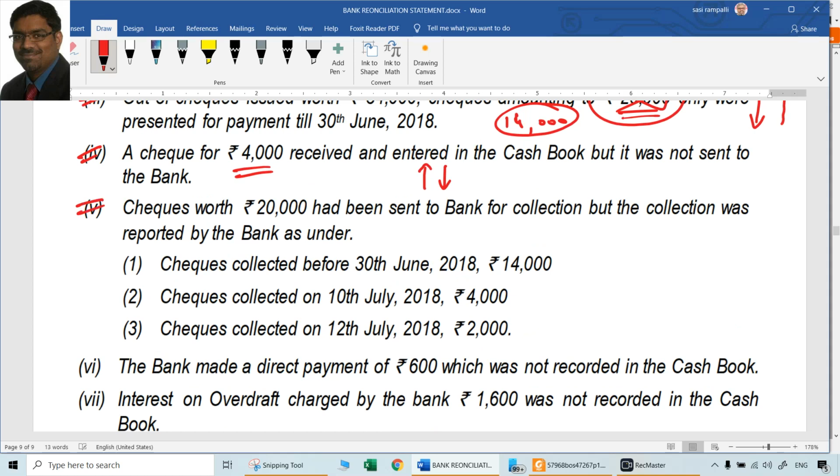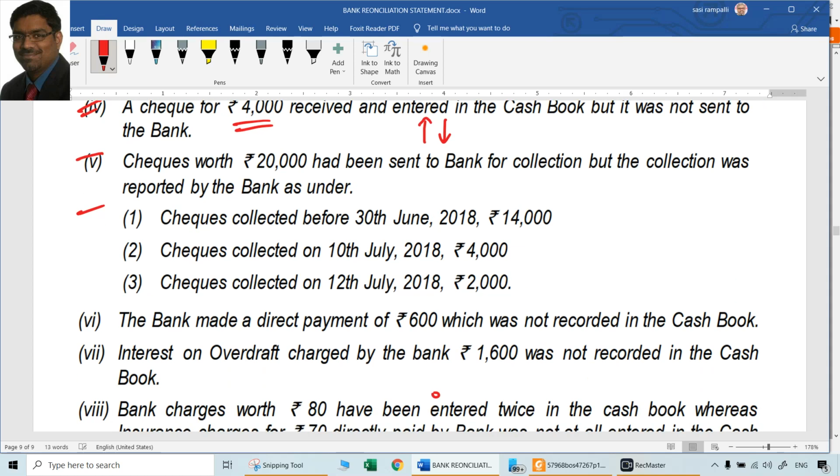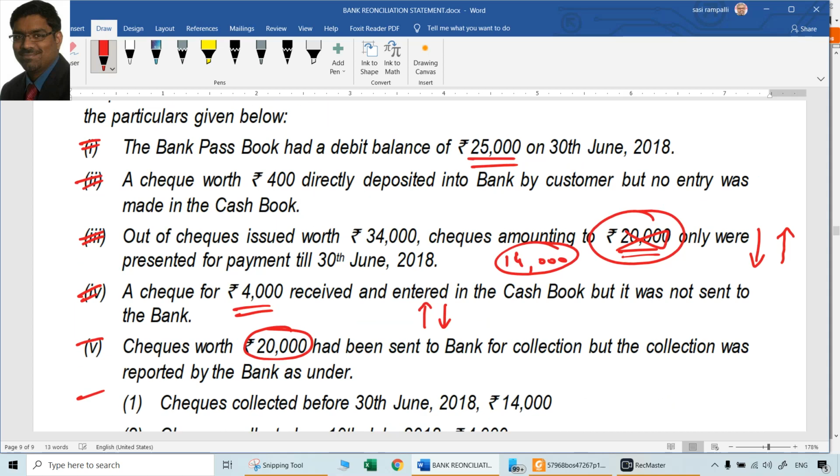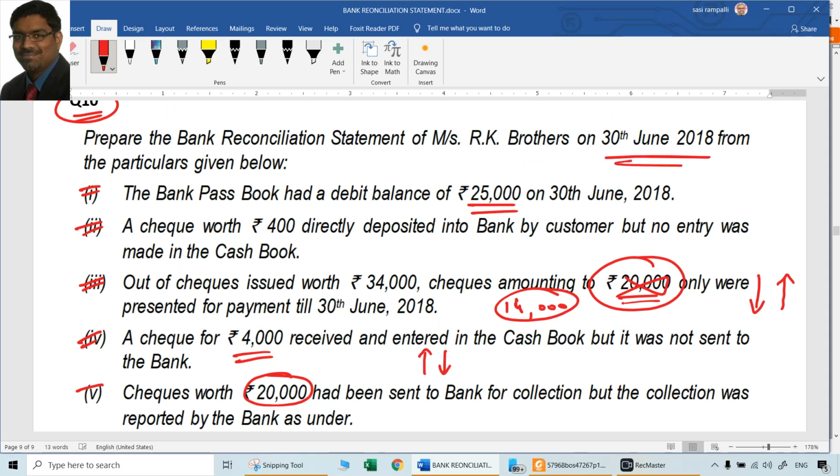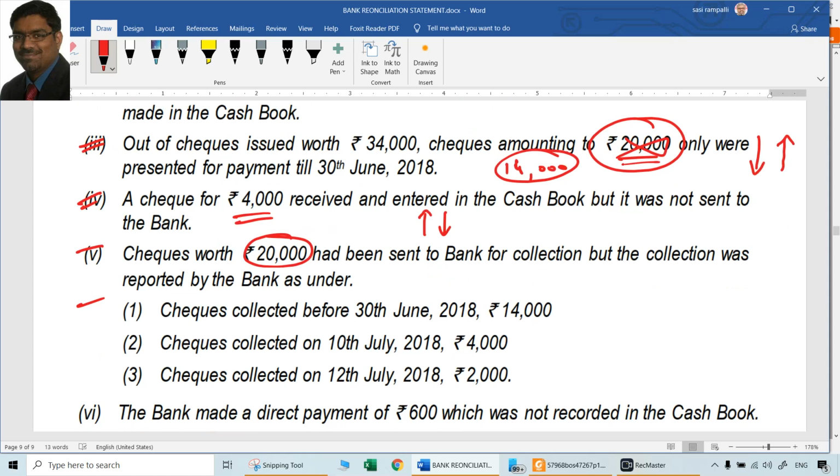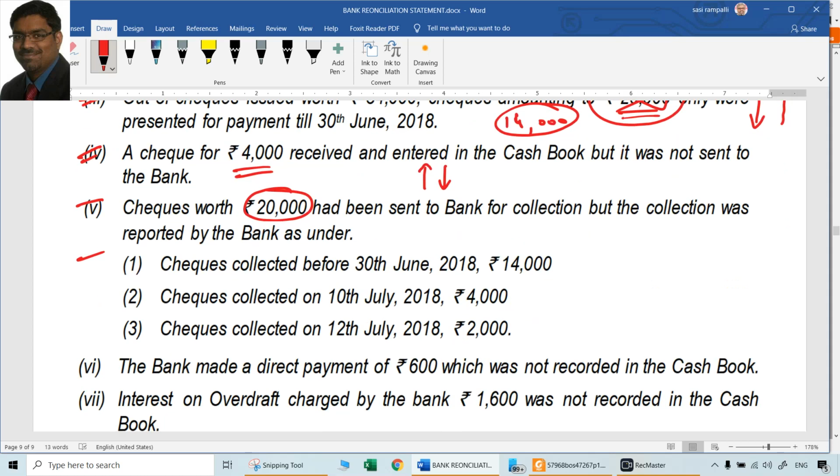Then, fifth point. Checks worth 20,000 rupees had been sent to the bank for collection, but collection was reported by the bank as under. So 20,000 total, we have to observe that. What is the date on which we are preparing this BRS? On 30th June 2018. So, before 30th June, only 14,000 checks were collected, which is okay. That means we don't have to worry about them at all. There is no reconciliation, nothing wrong with that.